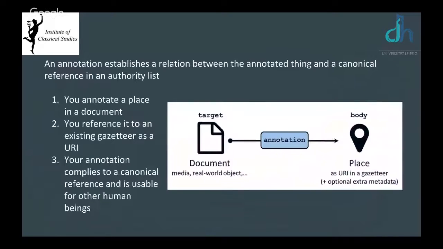So a geo-annotation means essentially that the type of authority that you refer to when you are annotating some kind of geospatial information in a document is essentially a gazetteer or some kind of authority list that has the same features of a gazetteer that stores unique identifiers or URIs. And when you annotate a place in your document and refer it to that URI, to that external authority, your annotation automatically complies to a canonical reference. It is disambiguated, it is uniquely identified with something that is stable, and it is usable for other people.